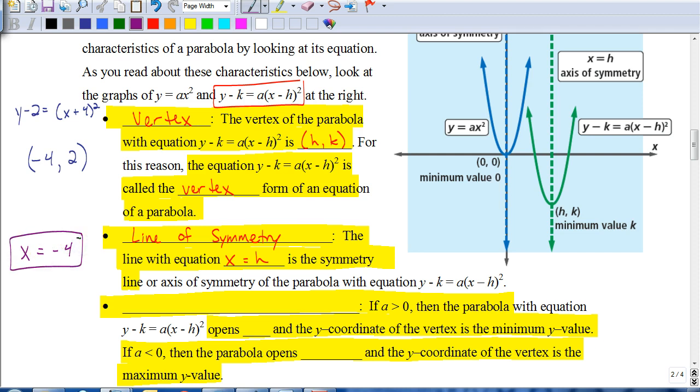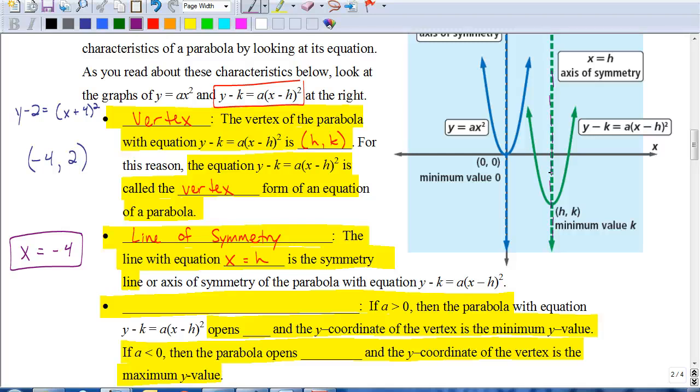The line of symmetry, if you look over here at this diagram, is going to be an imaginary line, so we use a dashed line to represent the line of symmetry. The reason why that's so important is because the parabola is going to be symmetrical over that line. It's going to be reflected over that line.